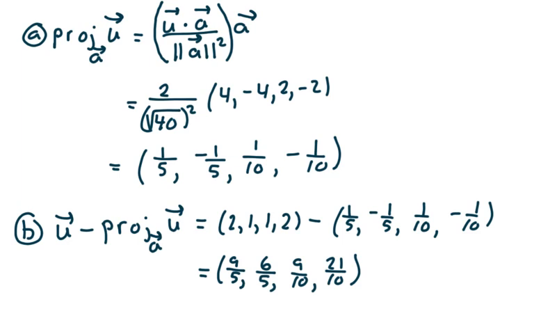Part B. Suppose I want the vector U minus the vector projection of U onto A. Well, hard work's done, right? So U is the vector 2, 1, 1, 2. The projection of U onto A is the vector 1/5, negative 1/5, 1/10, negative 1/10. And when we do that calculation, we come up with 9/5, 6/5, 9/10, 21/10.